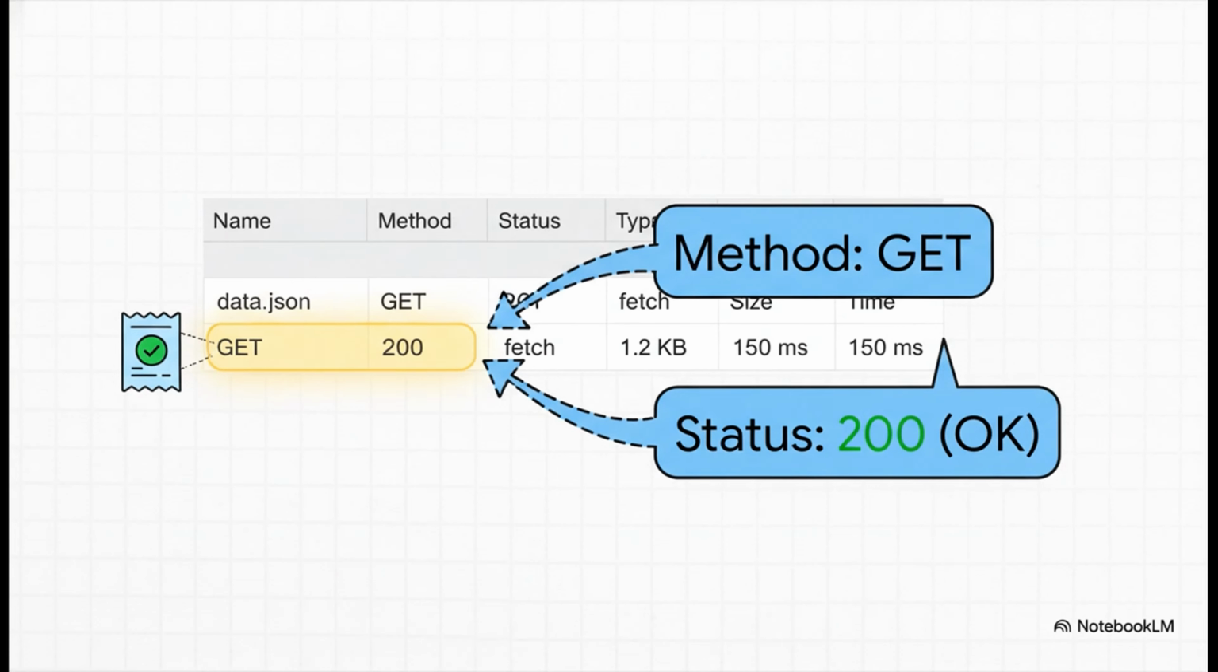See these columns here? The request method says GET. We asked for something, and right next to it, the status code says 200. And there it is. That's the whole story. The request worked, and the kitchen gave us a big thumbs up.